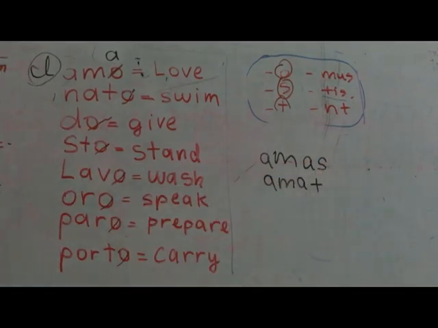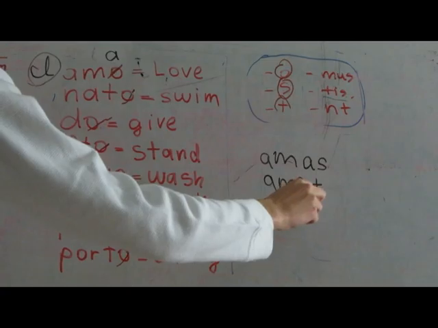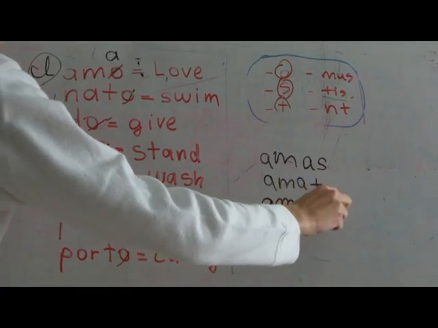Okay, the next suffix is mus. It reminds me of that mammal, but it's not that mammal and it's spelled wrong. It's M-U-S, not M-O-O-S-E, and it means we, so amamas. Excuse me, amamus.